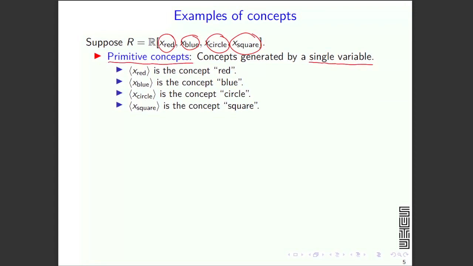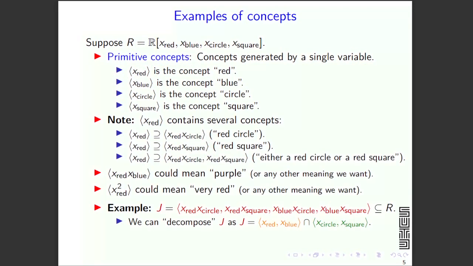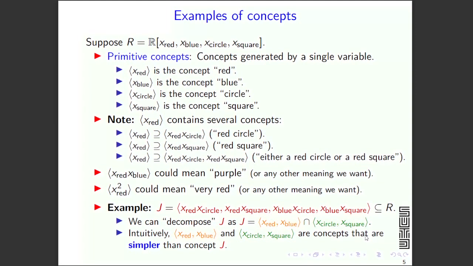So with 4 variables, we have 4 primitive concepts. We can impose meanings on these primitive concepts. For example, our first primitive concept could mean red. We can also construct other concepts in this red concept. How we interpret the concepts depends on what meanings we give them. But concepts could have non-obvious meanings because they have more generators. For example, this ideal J here looks complicated. Yet we can decompose J as an intersection of these two ideals. Intuitively, these two new ideals are simpler than the original concept J.